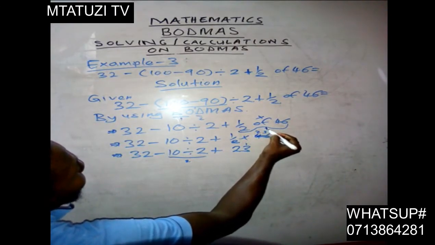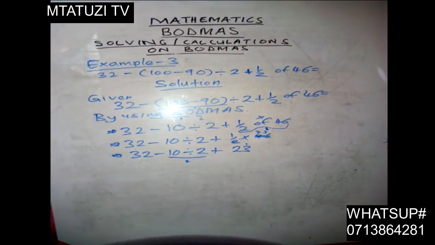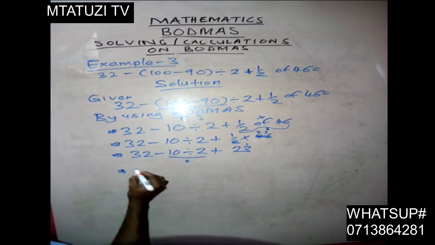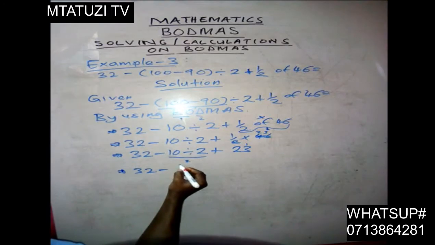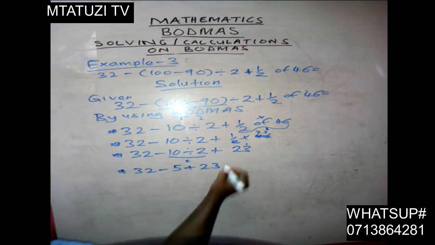This one was operation number 1. Okay, now we are continuing there. We take 32 minus, take 10 divided by 2, get what? 5 plus 23 is equal to.